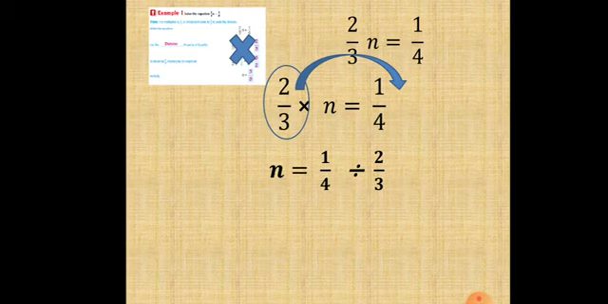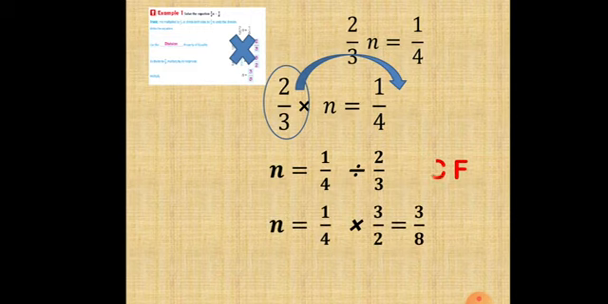Remember KCF: keep it, change it, flip it, because we cannot divide fractions. Keep 1 over 4, change divide to multiply, and flip it, so 3 over 2. Now you can multiply it. 1 multiplied by 3 equals 3, 4 multiplied by 2 equals 8. So n is equal to 3 over 8. This is what you need to do.